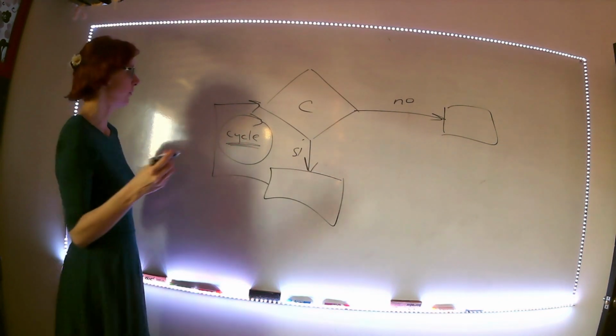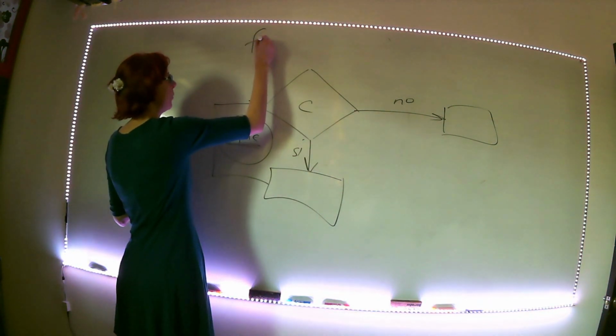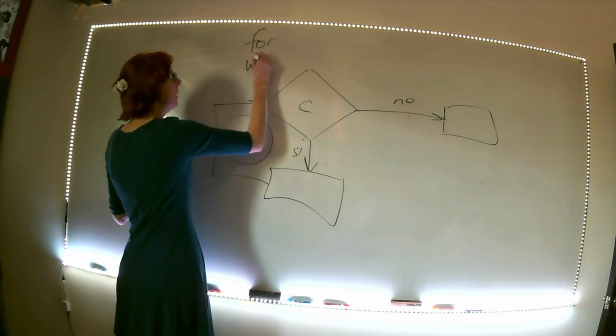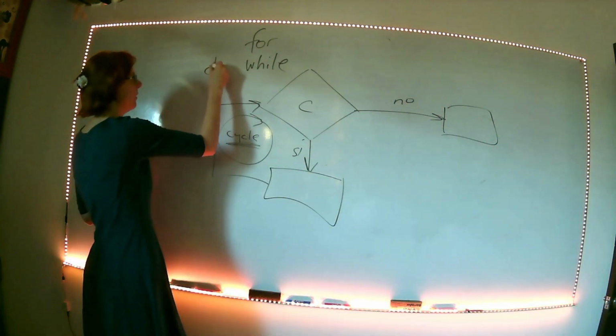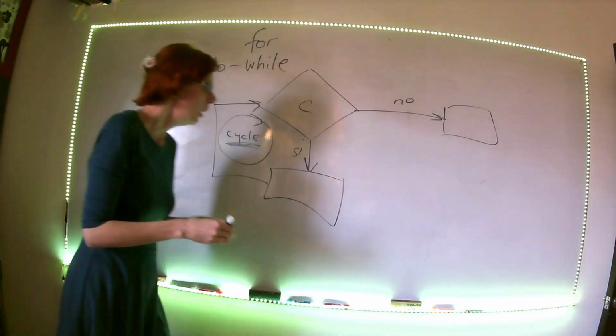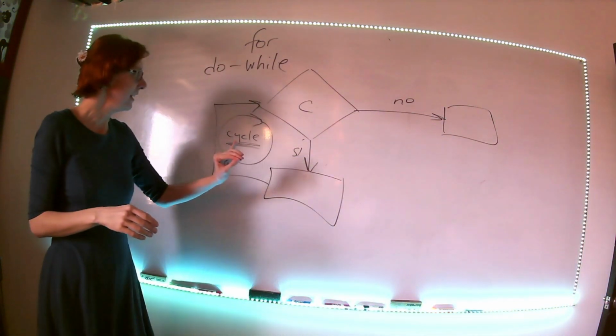We're going to have two different ways of making cycles in the C language. We're going to have the for cycle, and we're going to have the while cycle. And the while cycle has a variant, which is the do while cycle. We're going to learn all of these in detail.